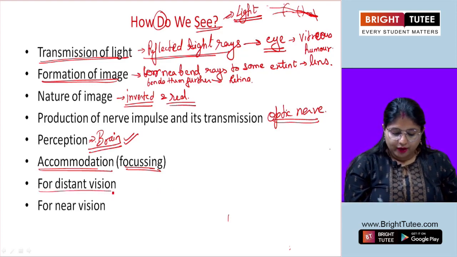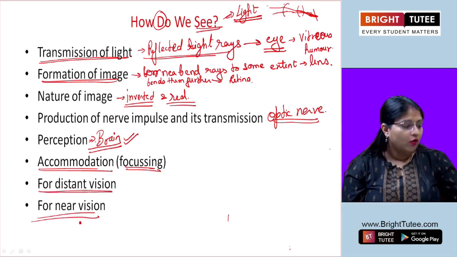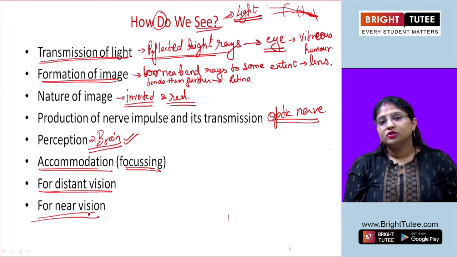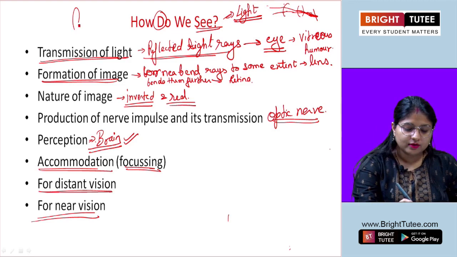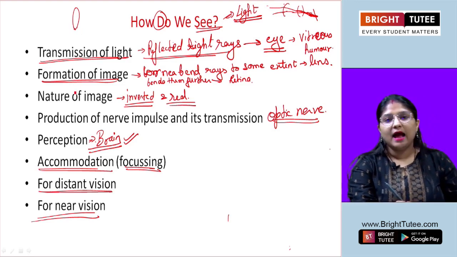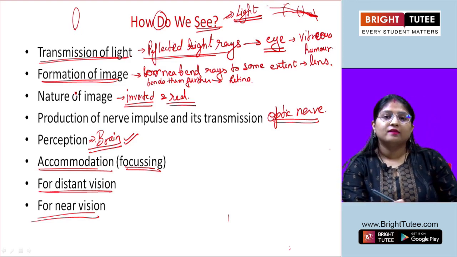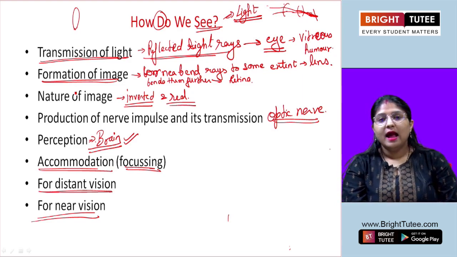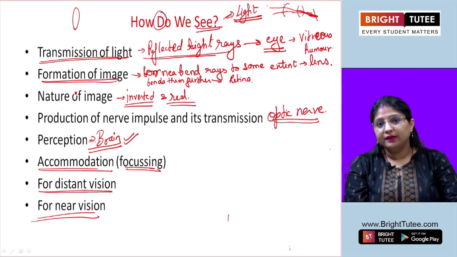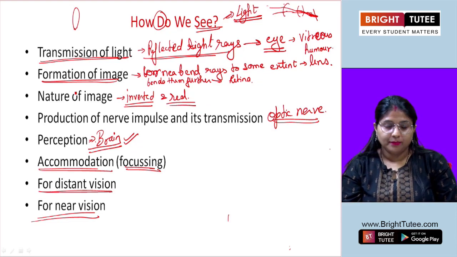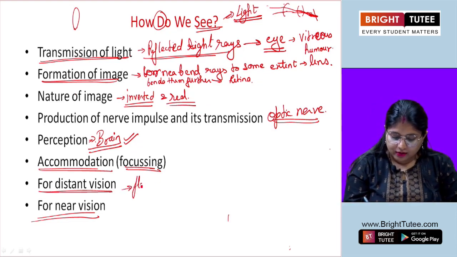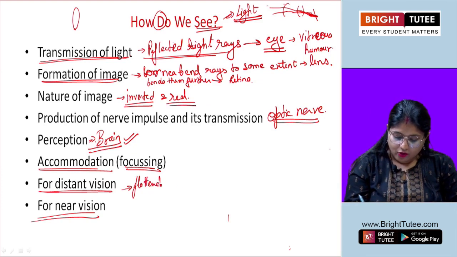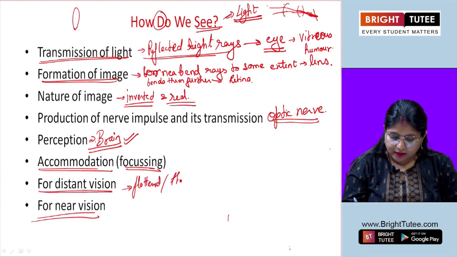Then you have distance vision and near vision. Now for distance vision and near vision, the lens changes, right? Now we know this is a convex lens that we have in our eye. Now this convex lens is actually flexible, and depending on what we are seeing, this lens changes shape, right? For distance vision, the lens becomes flattened, or it becomes thinner.